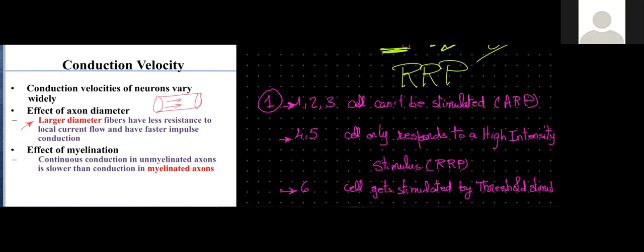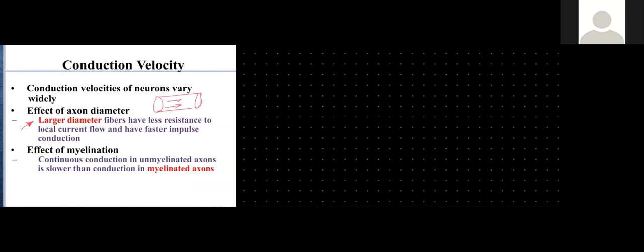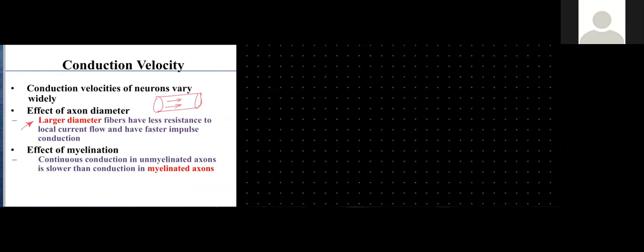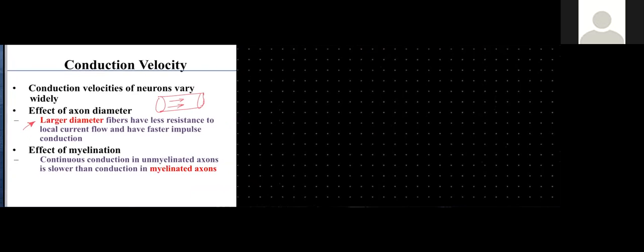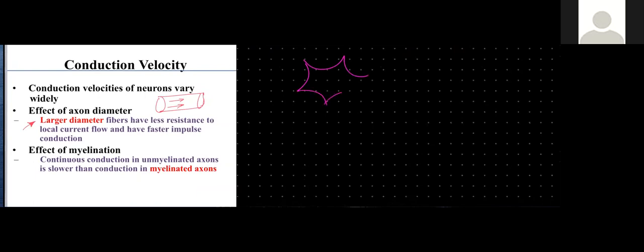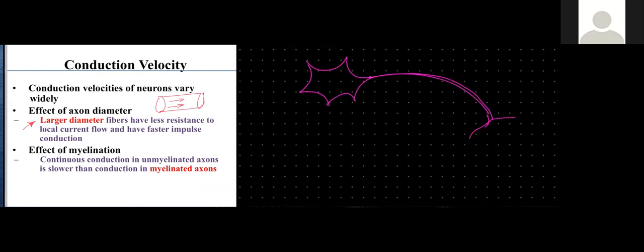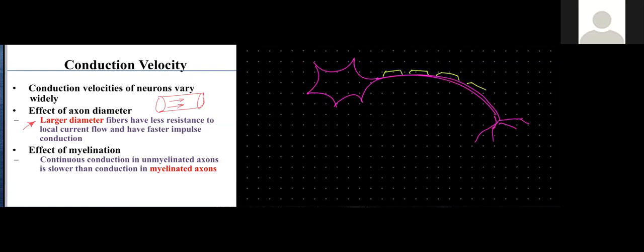If you remember, when we studied the structure of the neuron, we've mentioned that the axons were surrounded by myelin sheaths. And if you remember, not all nerve fibers are going to be myelinated. We mentioned last class that we've got unmyelinated nerve fibers.